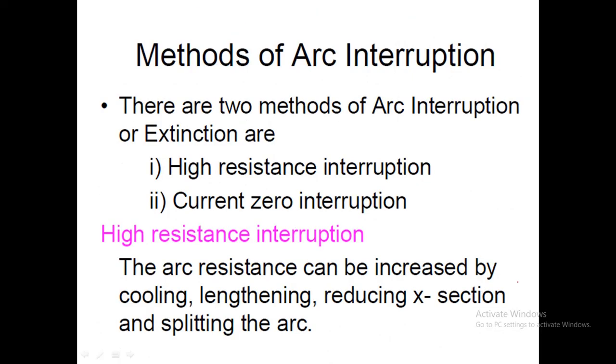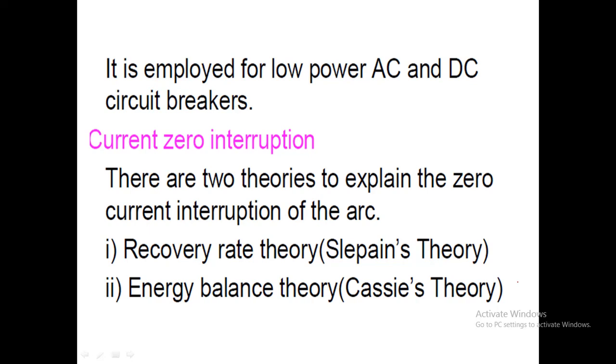What are the different methods of interruption? High resistance arc interruption and current zero interruption. Coming to high resistance interruption, we all know the arc resistance increases by cooling, lengthening, reducing the cross section and splitting of the arc. It is employed only for AC and DC circuit breakers.